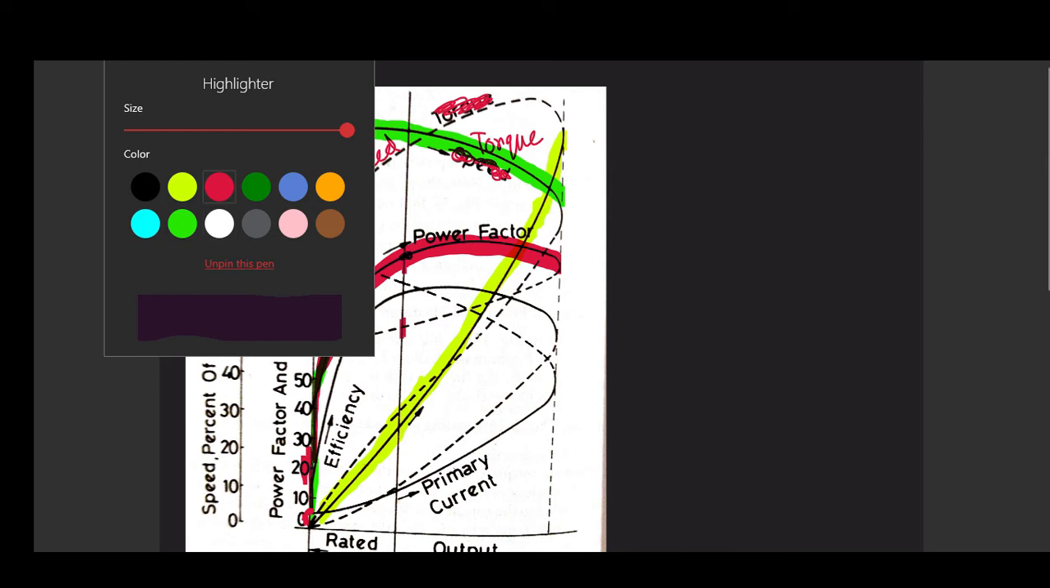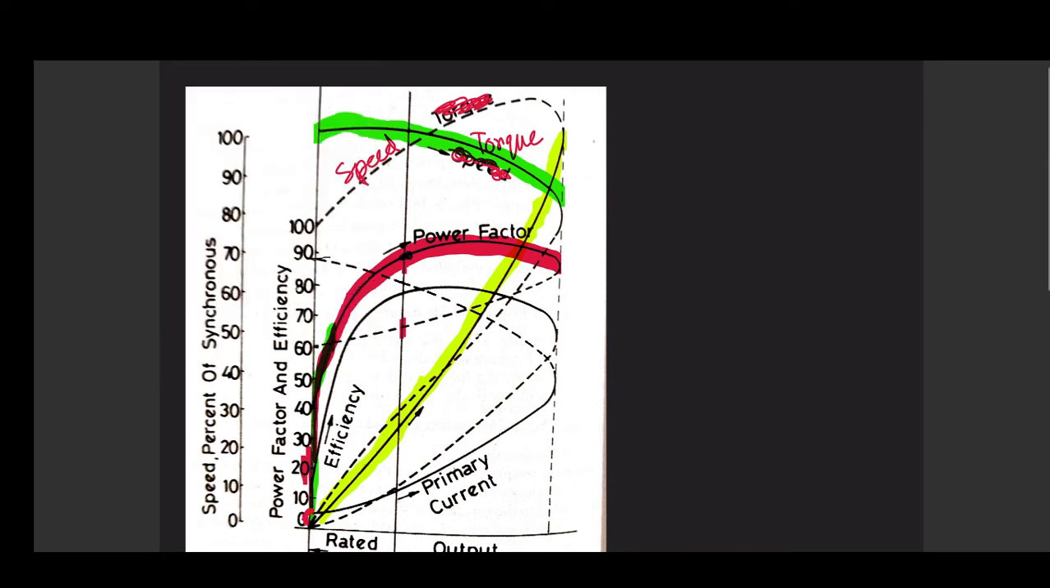Similarly, for primary current, you have this stable region, and the other region is for the unstable region. However, it is interesting to note that in the unstable region, your current value is very, very high. That is also something interesting to note.